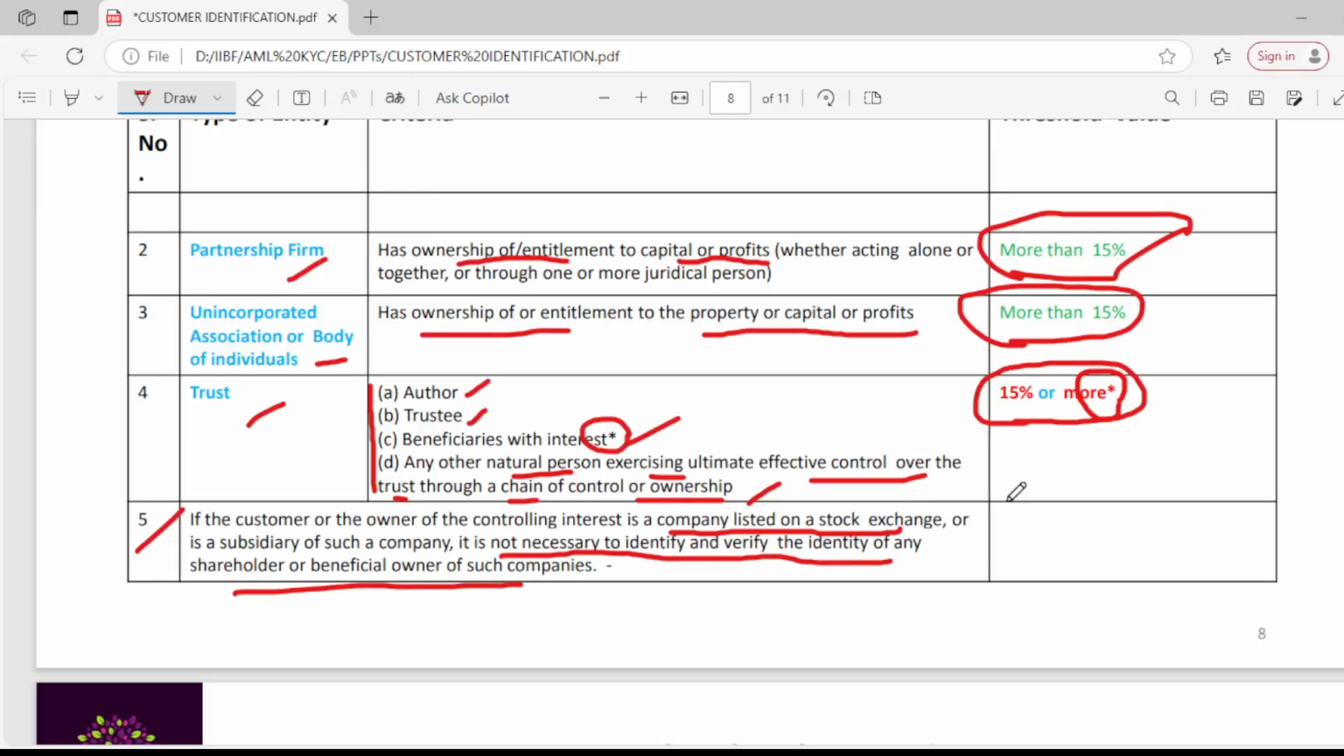And you have to be cautious here. These two entities have more than 15%. When it comes to trust, it is 15% or more. So you should be careful here. You need to remember this specifically for trust. The remaining all are more than 15%.